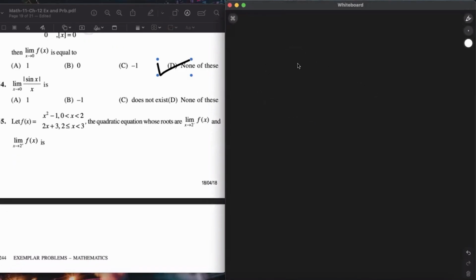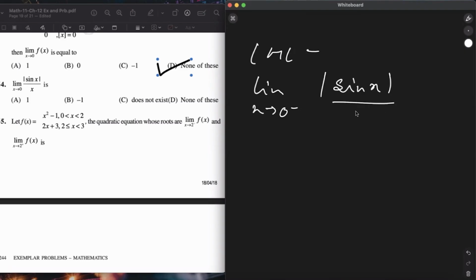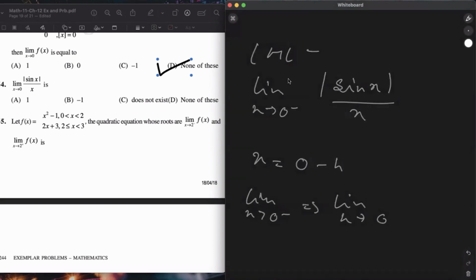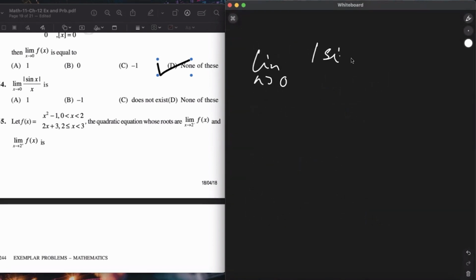So in question number 64, again we'll follow the same approach. So first I have an LHL. Limit x is tending from a 0 minus, and there's a modulo. This means that my limit for h tends to 0. All right, so limit h tends to 0 modulo sine 0 minus h divided by 0 minus h.